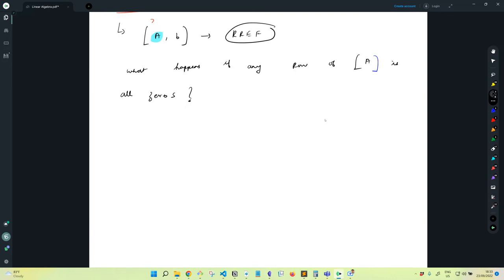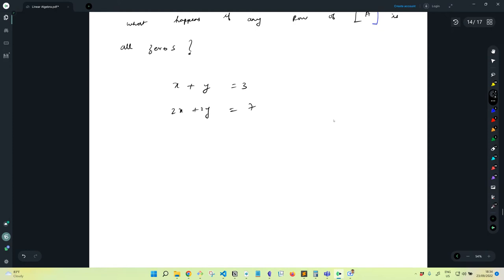The determinant would be zero. Exactly. Now let me give a simple example where the determinant will go to zero. Let's assume you are given a system of equations: x plus y equals 3, and 2x plus 2y equals 7.